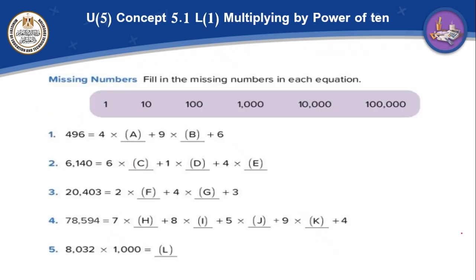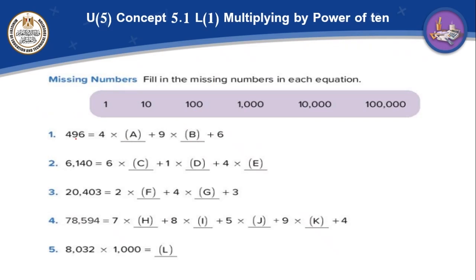Okay. Concept 5.1, lesson 1, multiplying by powers of 10. This is in your student book, missing numbers. Fill in the missing numbers in each equation. You have here 1, 10, 100, 1,000, 10,000, and 100,000. And we should write what is the value of A. We choose it from the above, and B and so on.